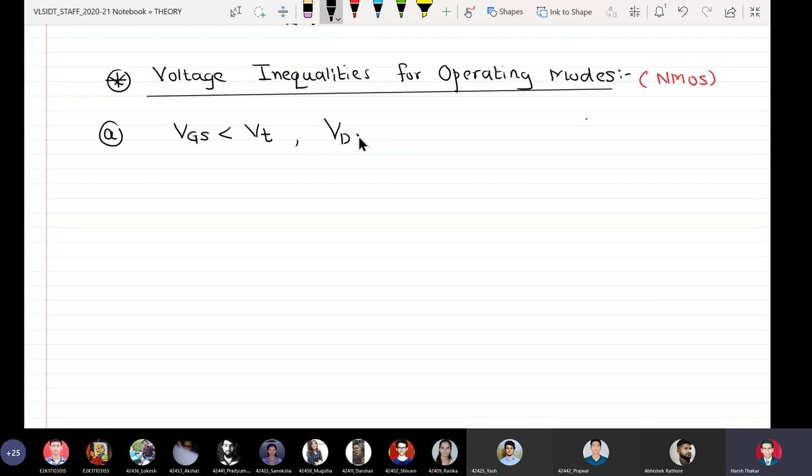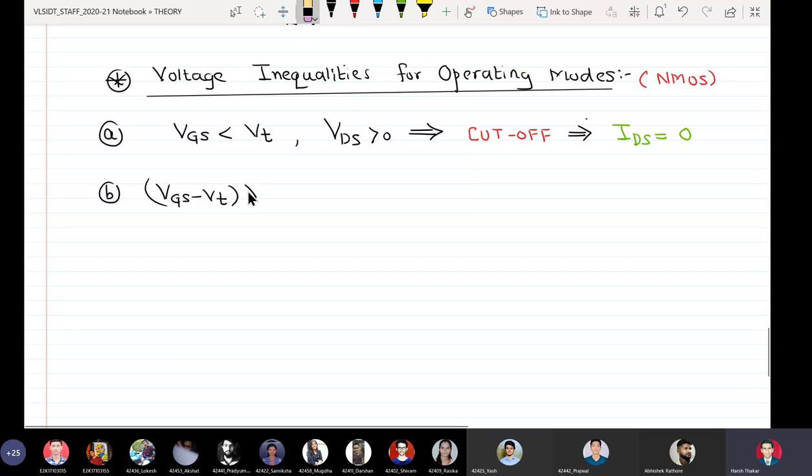and even if VDS is greater than 0, the MOSFET is in the cutoff region, and the result is that the device current is equal to 0. Second condition is if VGS minus VT is greater than VDS is greater than 0, then the device is in the ohmic or linear region.